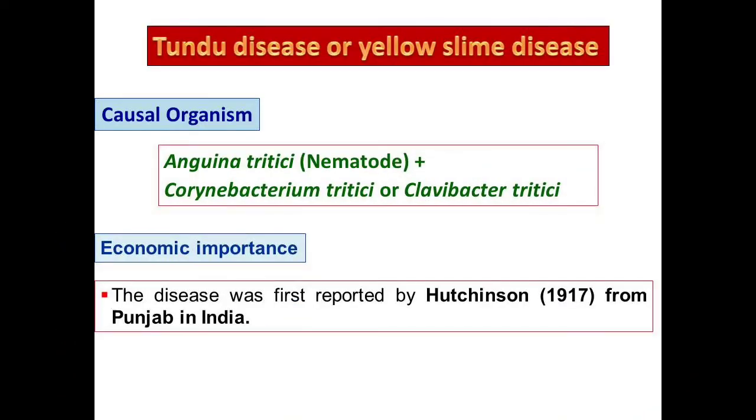The next most important disease of wheat is Tundu disease, also known as yellow slime disease. It is a bacterial disease, and a nematode is also responsible, that is Anguina tritici, which is a nematode, and Corynebacterium tritici or Clavibacter tritici, which is a bacterium. These two are required for infection of this Tundu disease. The first report of Tundu disease was given by Hutchinson in 1917 from Punjab in India.